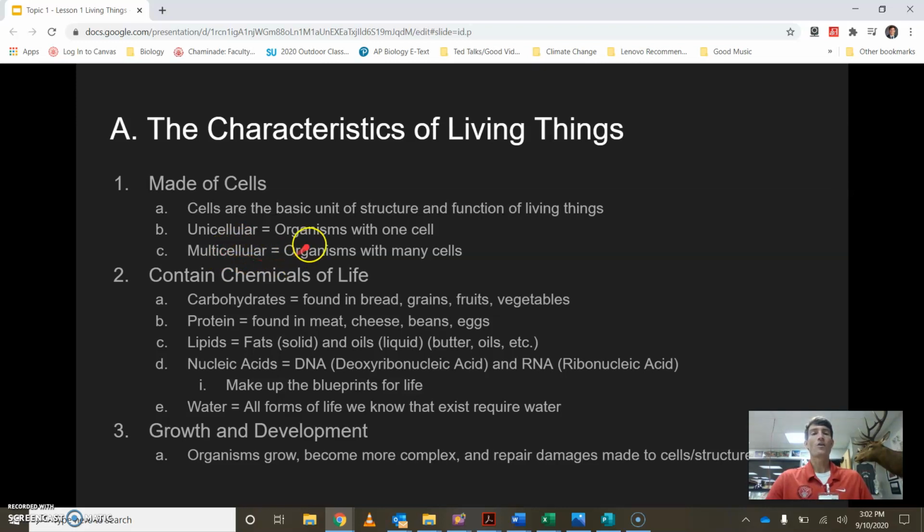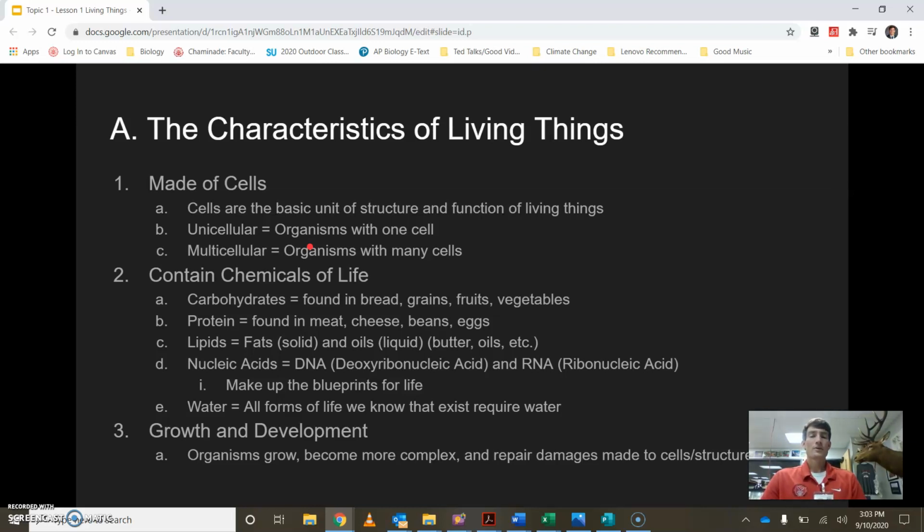The second one: all living organisms contain the chemicals for life. And there are 5 main chemicals that they contain. The first one is carbohydrates. It's important to know where some of these types of chemical compounds can be found. Carbohydrates are found in bread, grains, fruits, vegetables, or a lot of the time we hear them referred to as carbs. Protein is found in meat, cheese, beans, eggs. Protein is the second one.